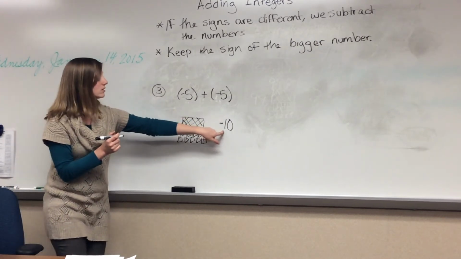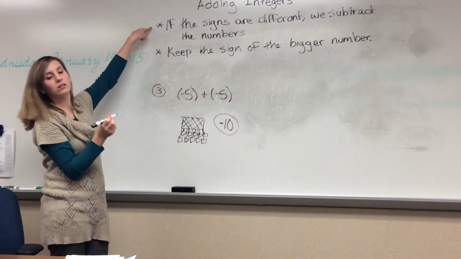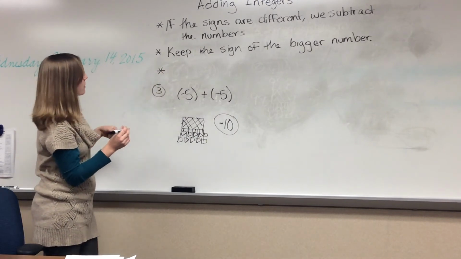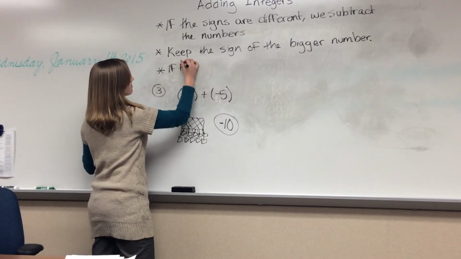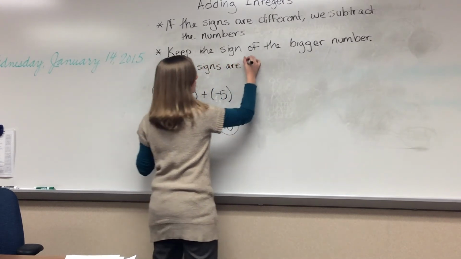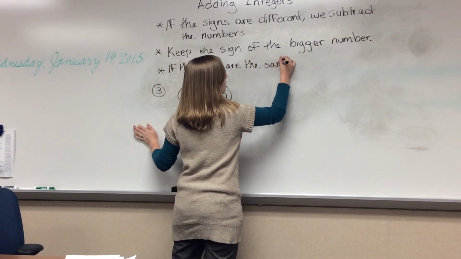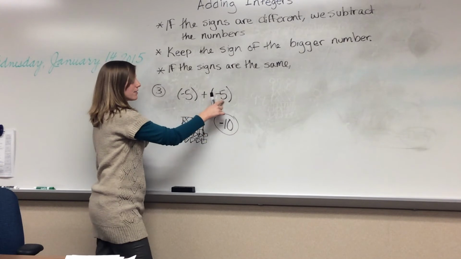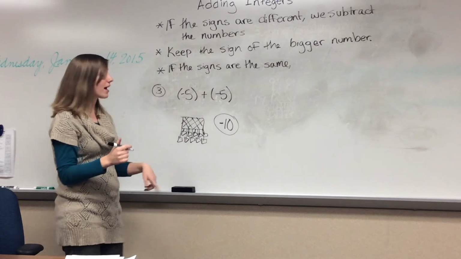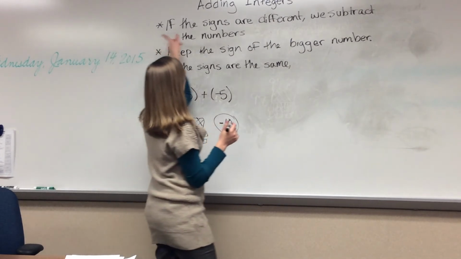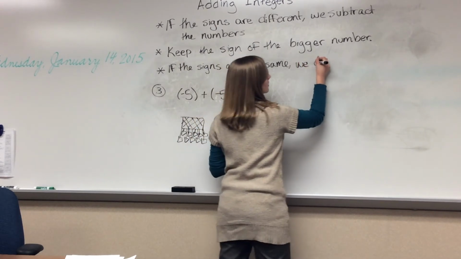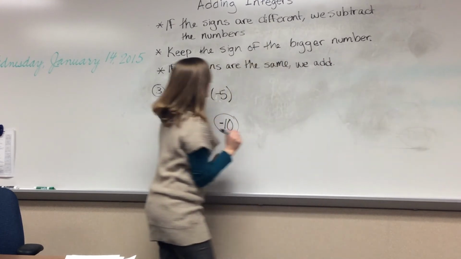So this answer does not follow this rule, which means we need a new rule. Okay? Last rule that we have for adding integers, I promise. If the signs are the same, we do not subtract anymore. We'll notice with -5 and -5, with the answer of 10, what I actually did was add the two numbers together. 5 plus 5, we got 10. So, if the signs are different, we subtract. If the signs are the same, we add. I'm going to stop there so we have more room.